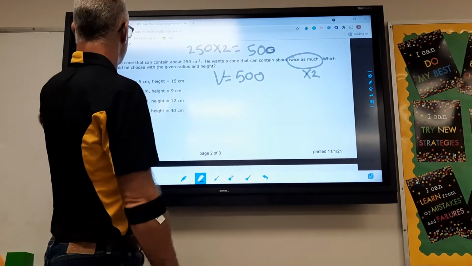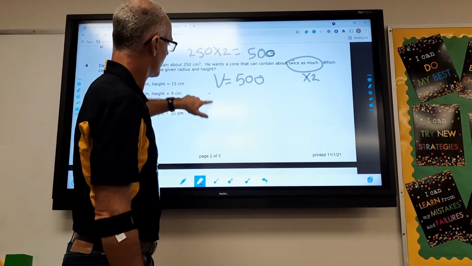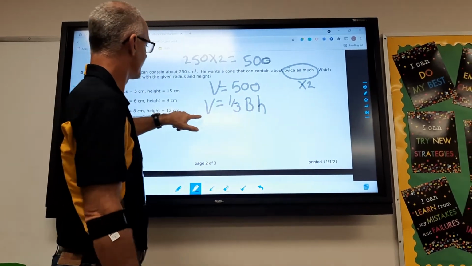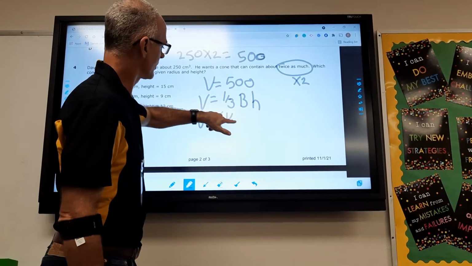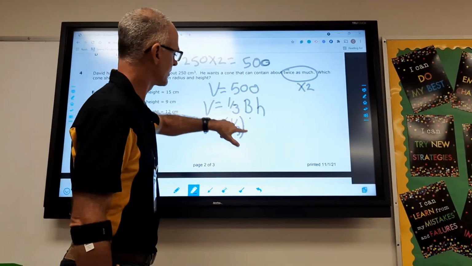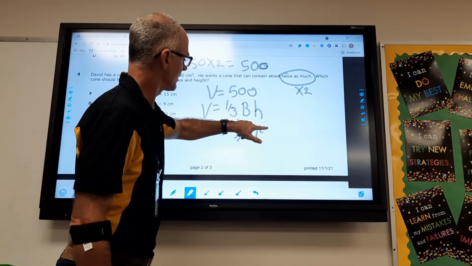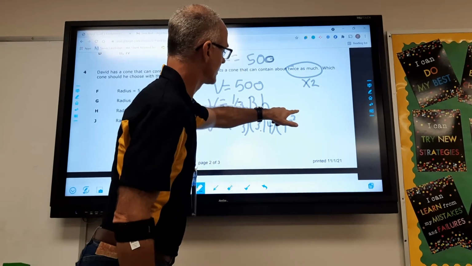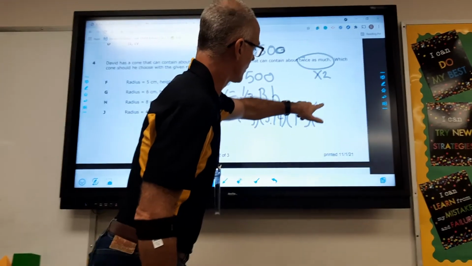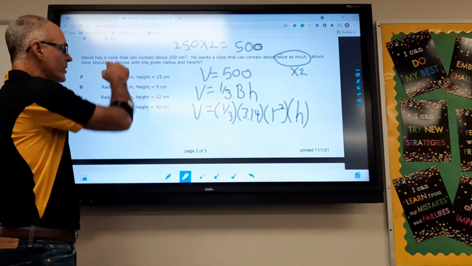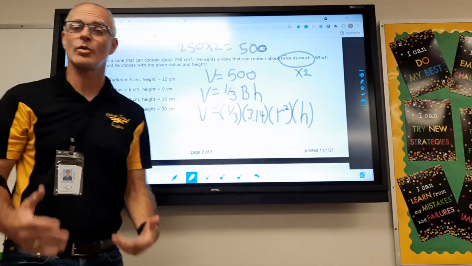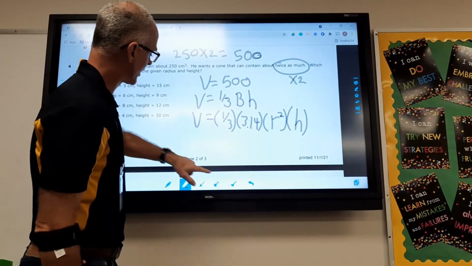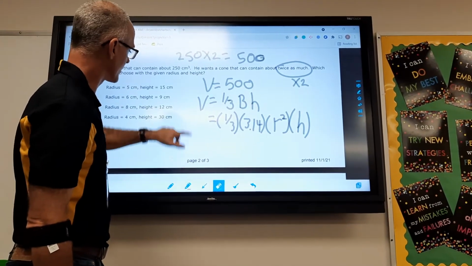So our volume equation for a cone: volume equals 1/3 times area of the base times height. Remember, we want to put the 1/3 in parentheses, times pi times, we don't know the radius yet, and we don't know the height. We're going to have to do trial and error with each one of these to figure out which one works. And we can plug in the number 500 for volume.